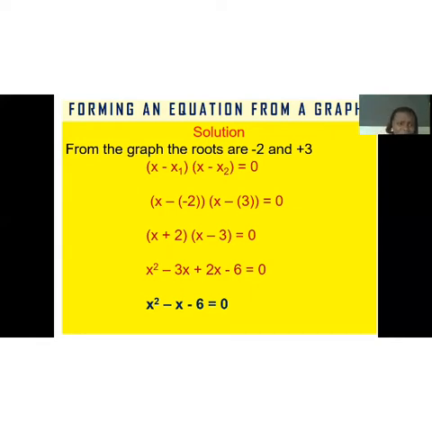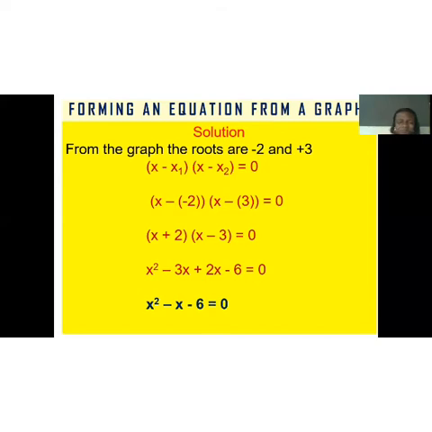If you want to be sure that x squared minus x minus 6 equals 0 is your actual equation, you could just substitute -2 into it and see if it gives you 0, or you could substitute 3 into it and see if it gives you 0. That's a quick way to check if your answer is actually correct.